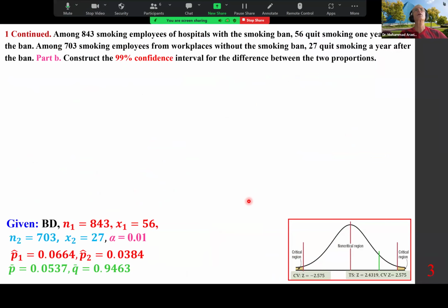I'm going to continue with the same question. The second part is asking for a confidence interval. Construct a 99% confidence interval. Same question, everybody. And here's the information we gathered from the previous page. The formula is similar to what we have seen for one sample: P1 hat minus P2 hat plus or minus E. That's the idea. So P1 minus P2 is between these two values.